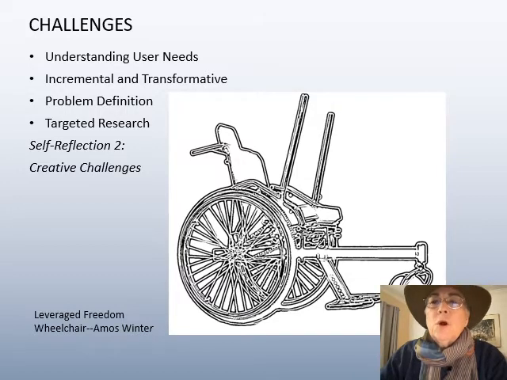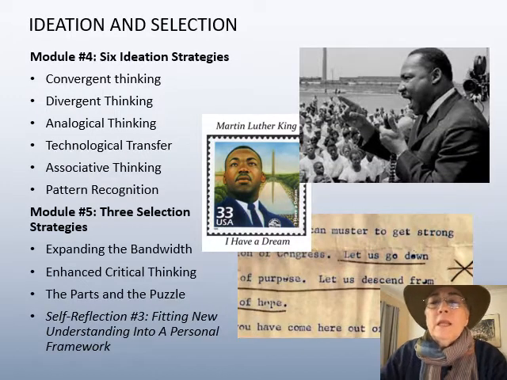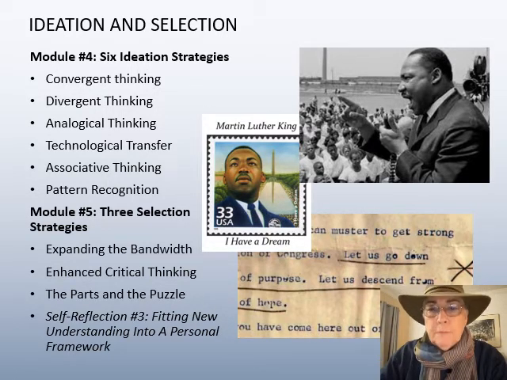The next section offers more extensive challenges that deal with user needs, degrees and types of innovation, the importance of problem definition, and targeted research. The next two sections focus on expanding and then selecting ideas. In this book, I consistently emphasize connections between creative and critical thinking. Developing dozens of ideas accomplishes little if we can't figure out which ones may best solve a problem. Specific ideation and selection topics are listed in this slide.